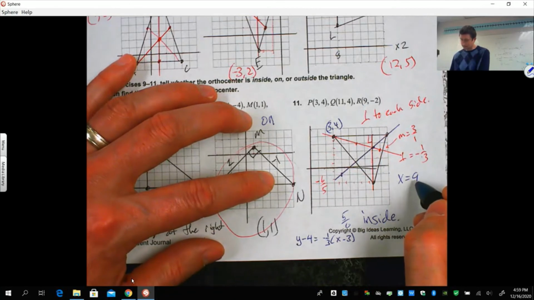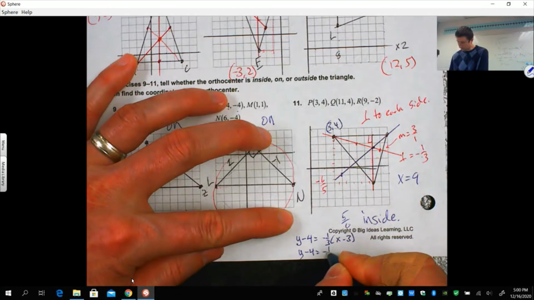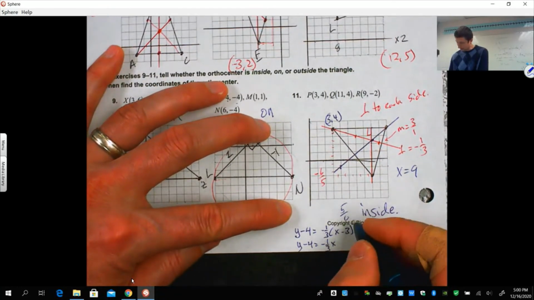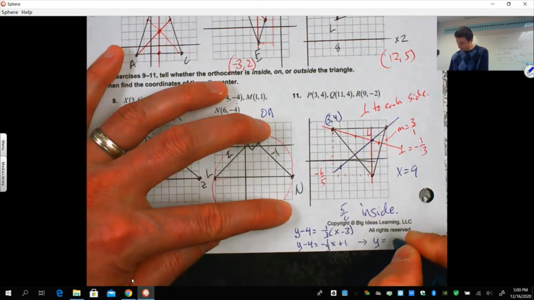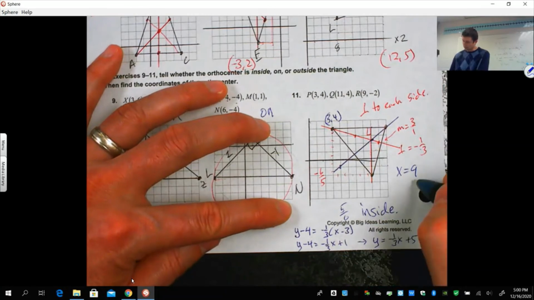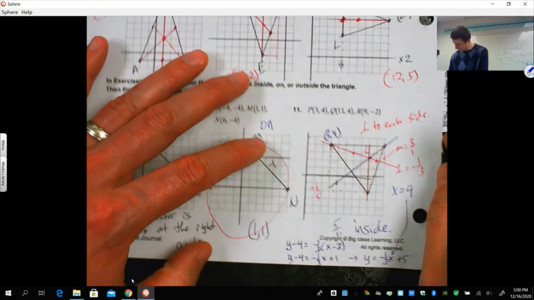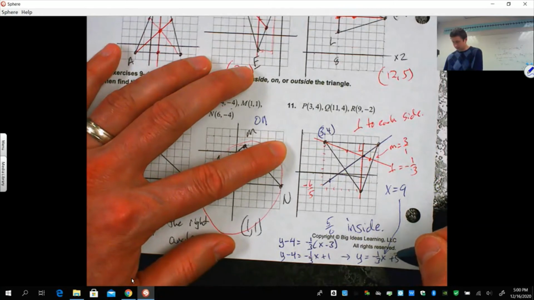And let's plug in 9 for x. If we want to, let's clean this up. y minus 4 equals negative 1/3 x. Negative 1/3 times negative 3 is a positive 1, so plus 1. So I get y equals negative 1/3 x plus 5, plus 5 if you add the 4 over. So if I put this 9 in here, I'd get negative 1/3 times 9, which is negative 3. Negative 3 plus 5 should equal 2.